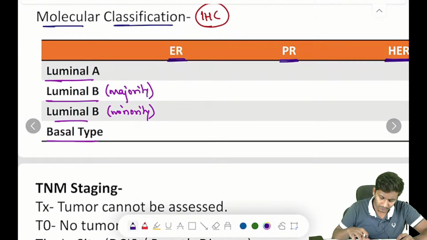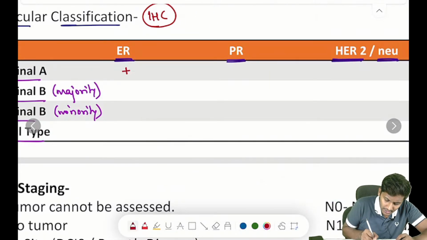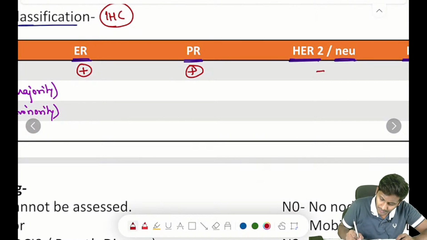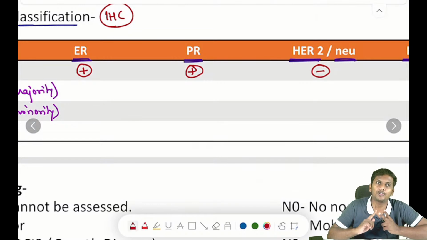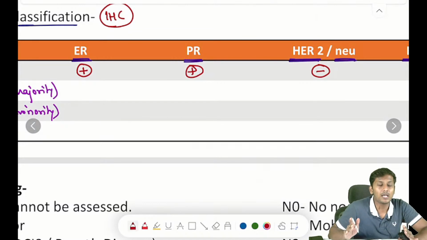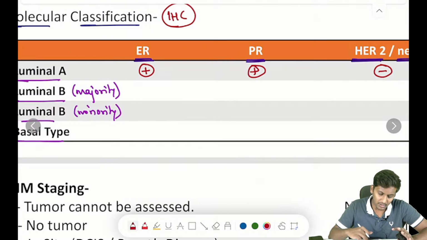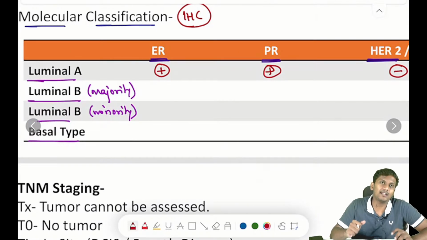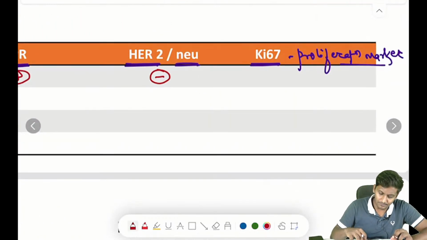That's the important thing. If I talk about luminal A, luminal A is what? You have to remember, luminal A means it is ER positive, PR positive, but HER2 new negative. Estrogen and progesterone receptors will be present on the cells, but HER2 new receptors are negative. So if this is a breast cancer, that will be called luminal A. So that has to be remembered.